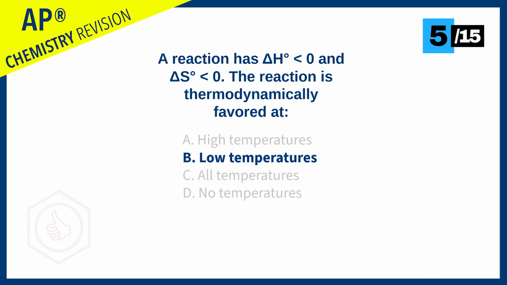Well, delta G equals delta H minus T delta S. If delta S is negative, then the T delta S must remain smaller than the negative delta H in order for the standard Gibbs free energy to remain negative, meaning only at low temperatures will you get a negative delta G value.